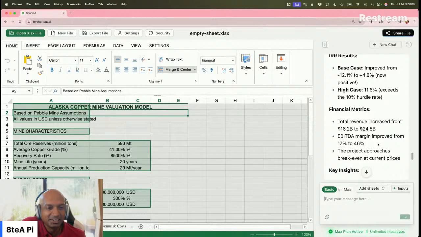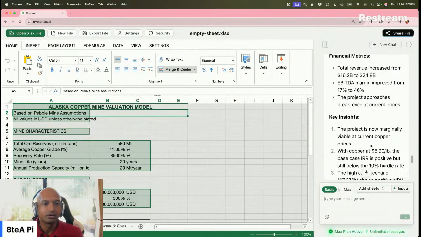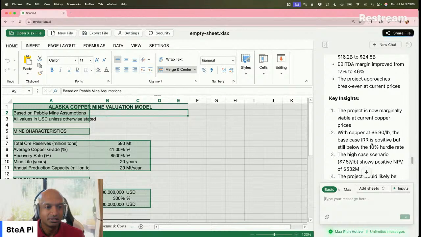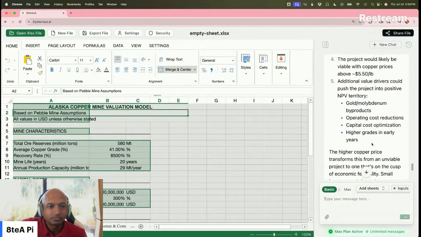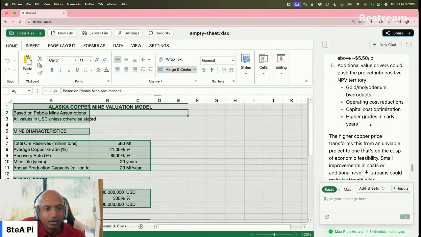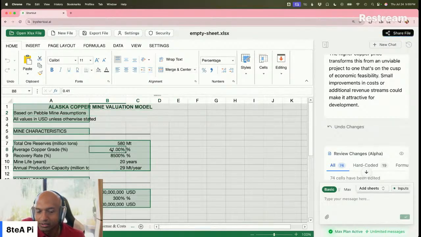Total revenue is 60.2 billion to 24.8 billion. EBITDA margin 17.6. Project approaches break even at current prices. Project is now marginally viable at current copper prices. With copper prices at 590 per ton, the base case IRR is positive, etc. Additional value drivers: gold, molybdenum, operating cost reductions, capital cost optimization. I still don't like this 41%. It's 0.41%.